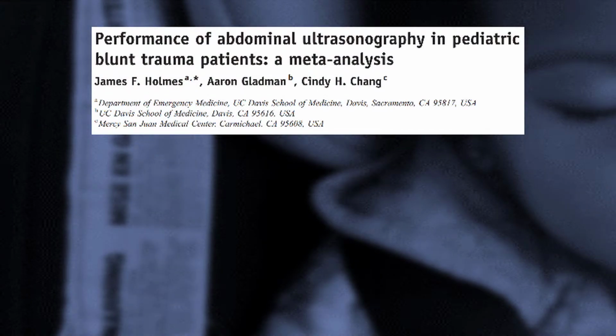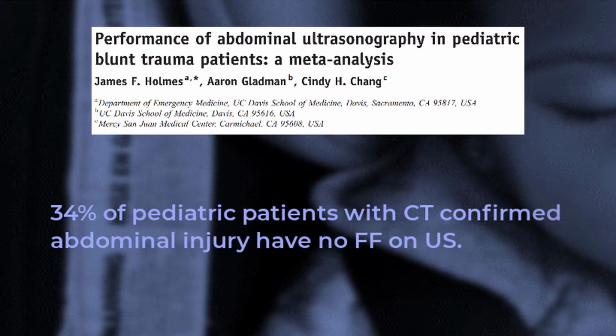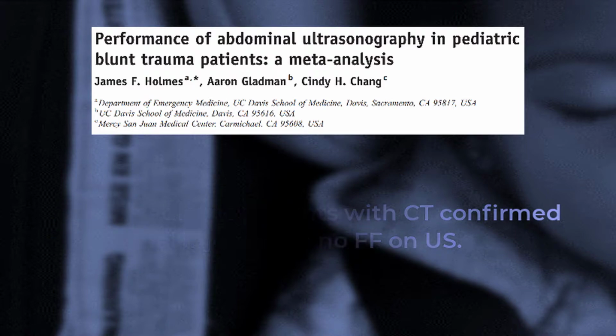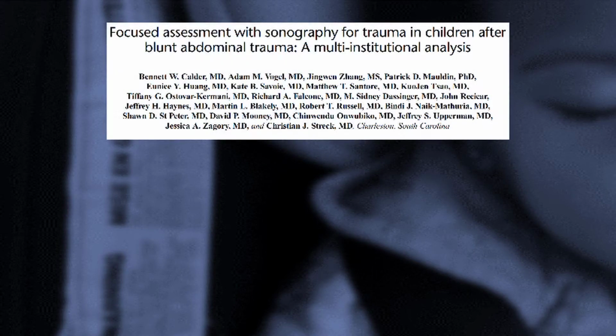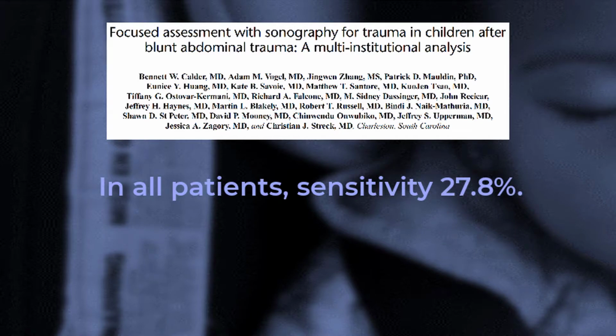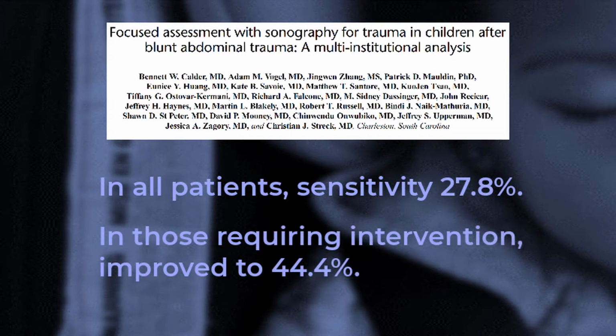Why is this? In a large meta-analysis, Holmes et al. noted that up to 34% of pediatric patients with confirmed intra-abdominal injuries had no hemoperitoneum. This may contribute to the poor sensitivity of the exam in children. Investigators have looked at how to compensate for this challenge. In a large prospective observational study of more than 2,000 pediatric blunt abdominal trauma patients, Bennett et al. showed that the FAST exam had higher sensitivity in patients that were more injured, those who required interventions such as transfusion or laparotomy. Others have focused on how to make the FAST exam more specific.